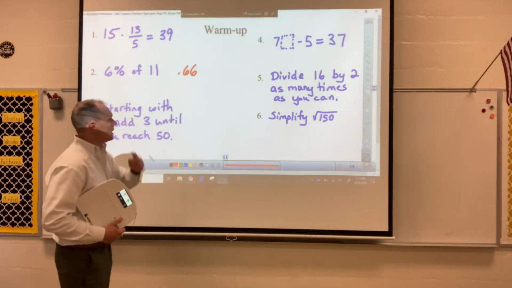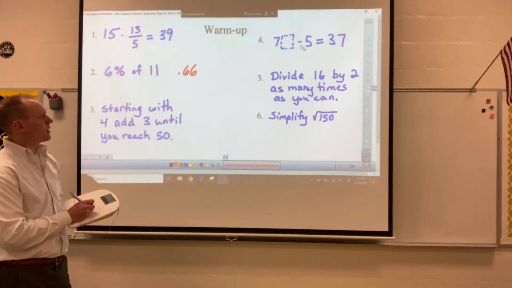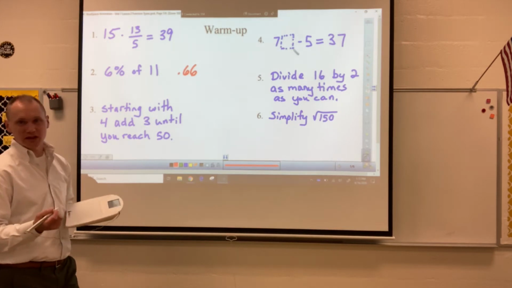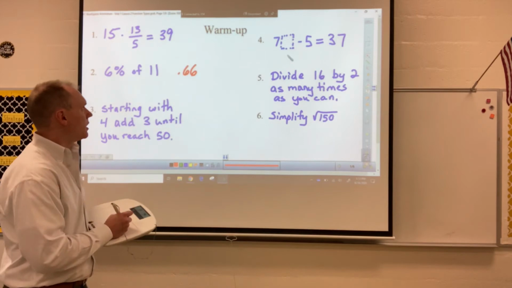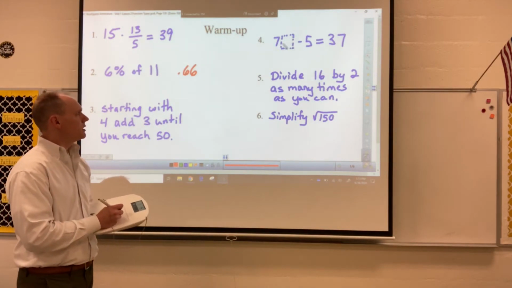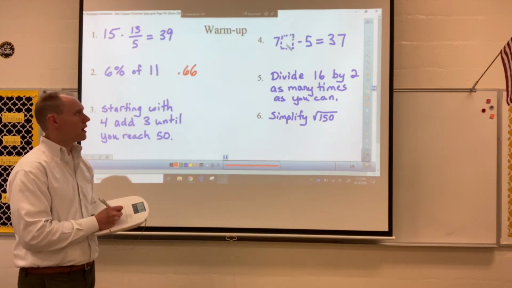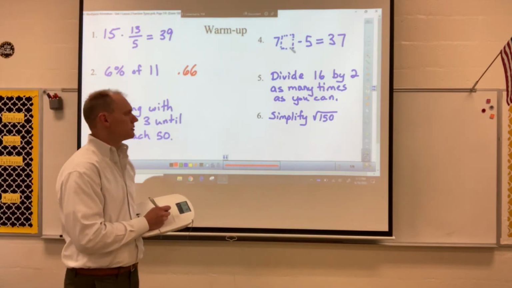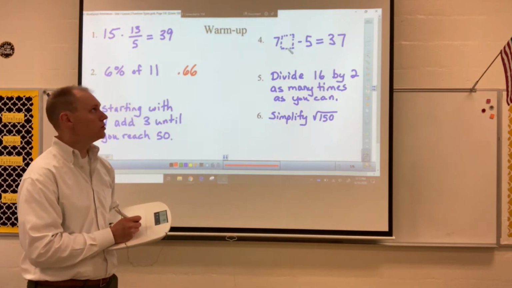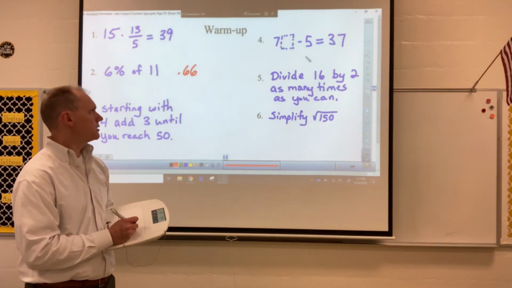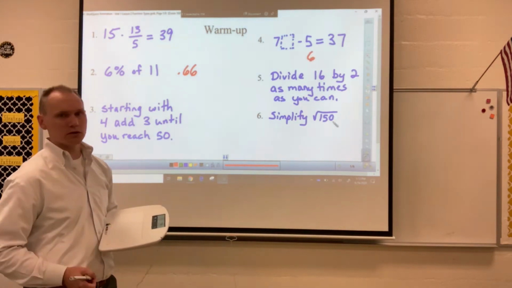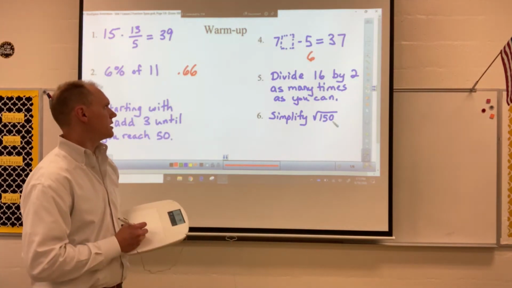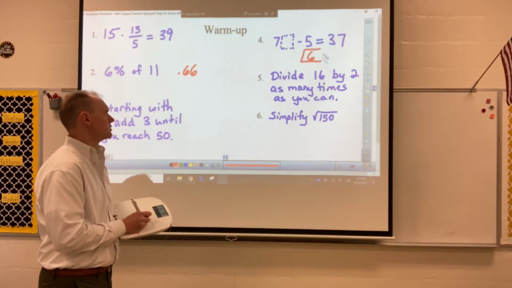Number 4, 7 times what minus 5 equals 37. Again, you can kind of fill in the blank here. You can just guess and check if you wanted to. 7 times 5 is 35. Minus 5, that's not enough, right? 7 times 6 is 42. 42 minus 5 is 37. So 7 times 6 is going to give us 42 minus the 5 is 37. So 6 is the solution there.